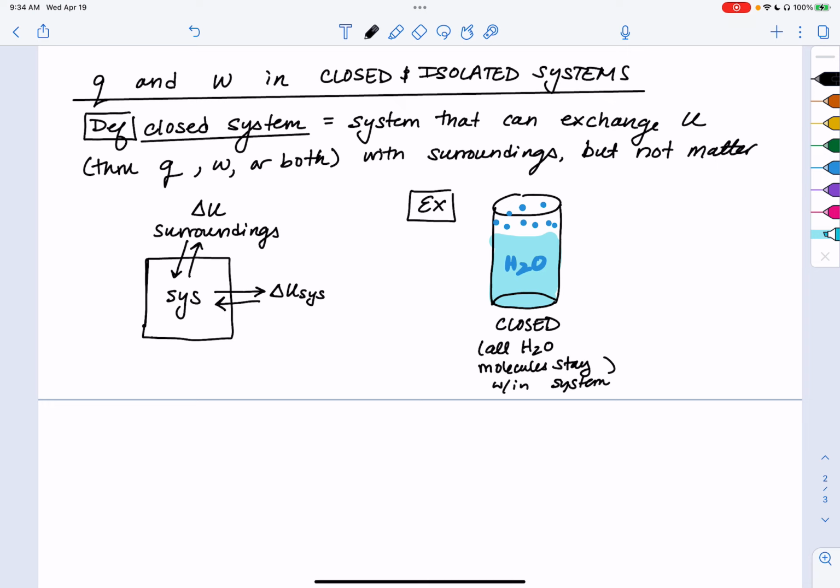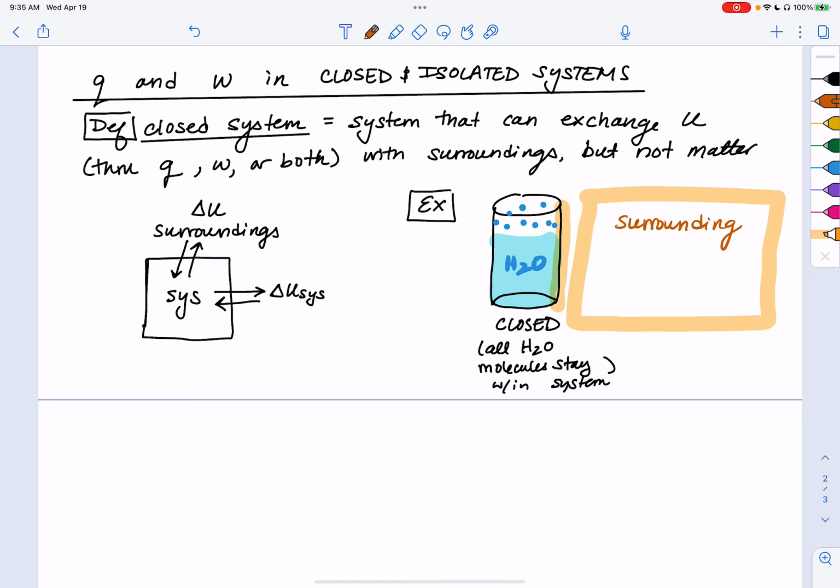So this means that, again, the only means that we have of interacting with the surroundings, which includes things like our beaker, and also just the general everything that's not water, the surroundings, is by transferring our energy from our system through exchanging heat and exchanging work, and vice versa.